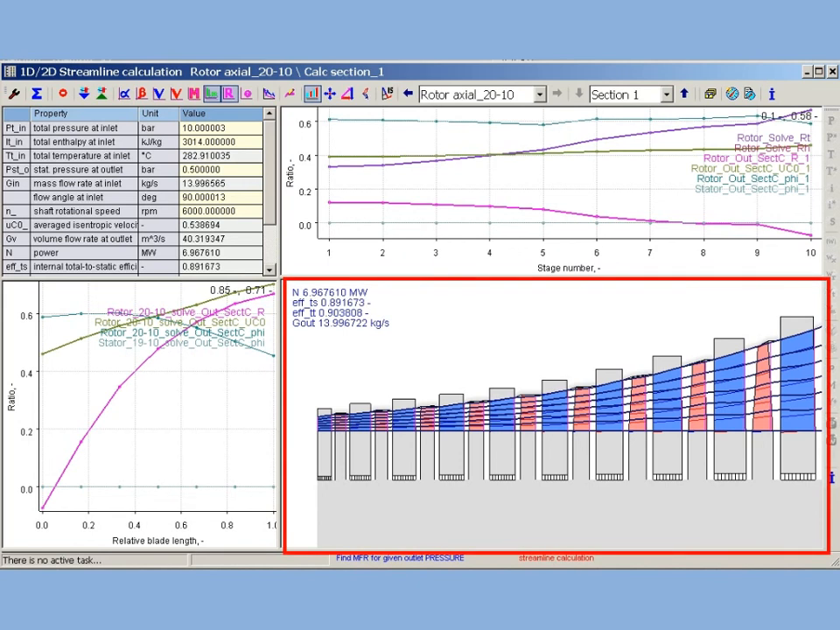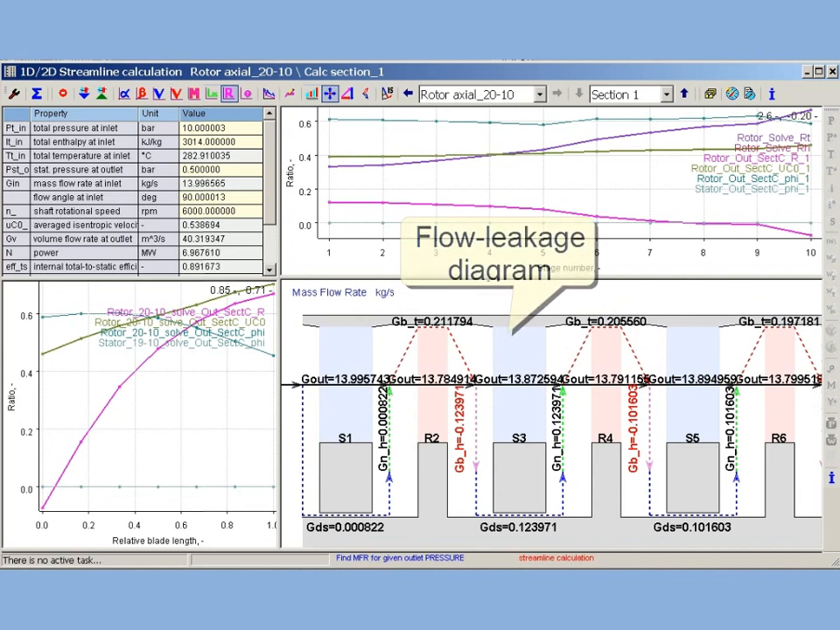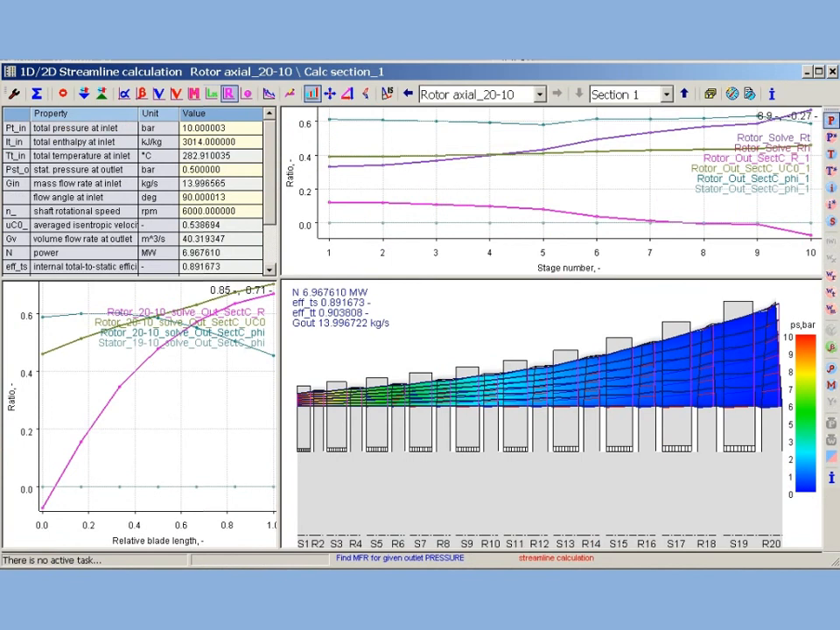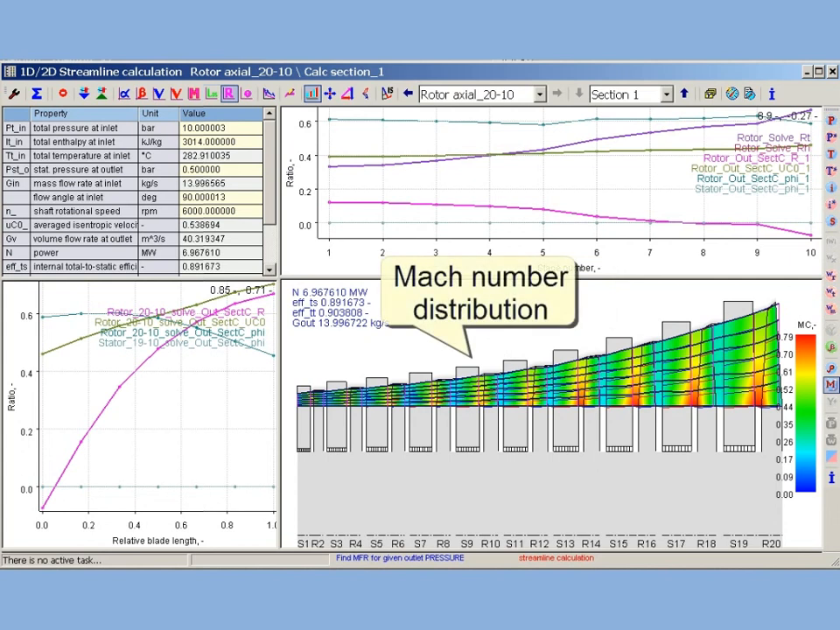The meridional view window presents different aspects of the flow path: streamline shapes, flow leakage diagram, velocity triangles, and property distributions in the meridional plane, such as pressure, Mach number, and other properties calculated in AxSTREAM.